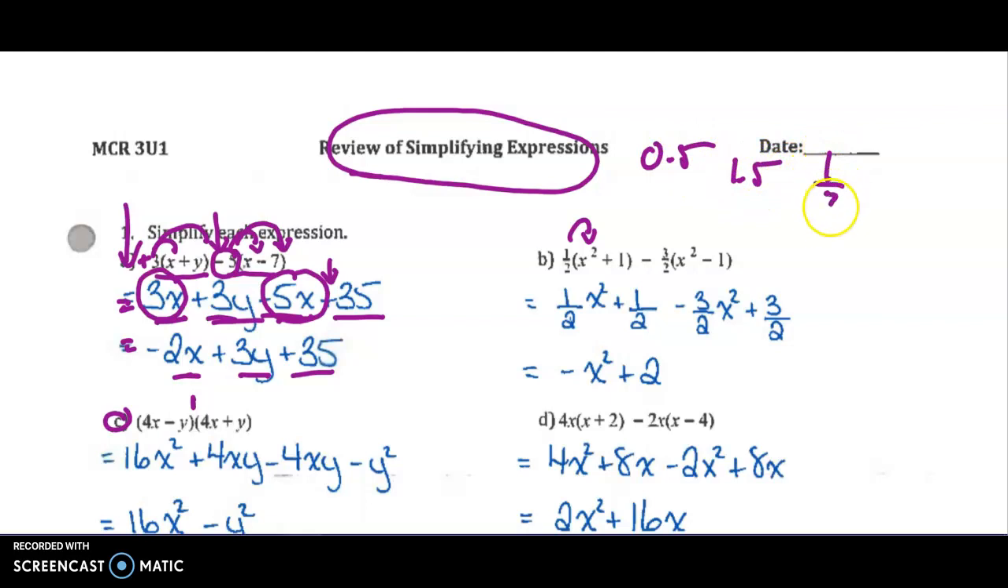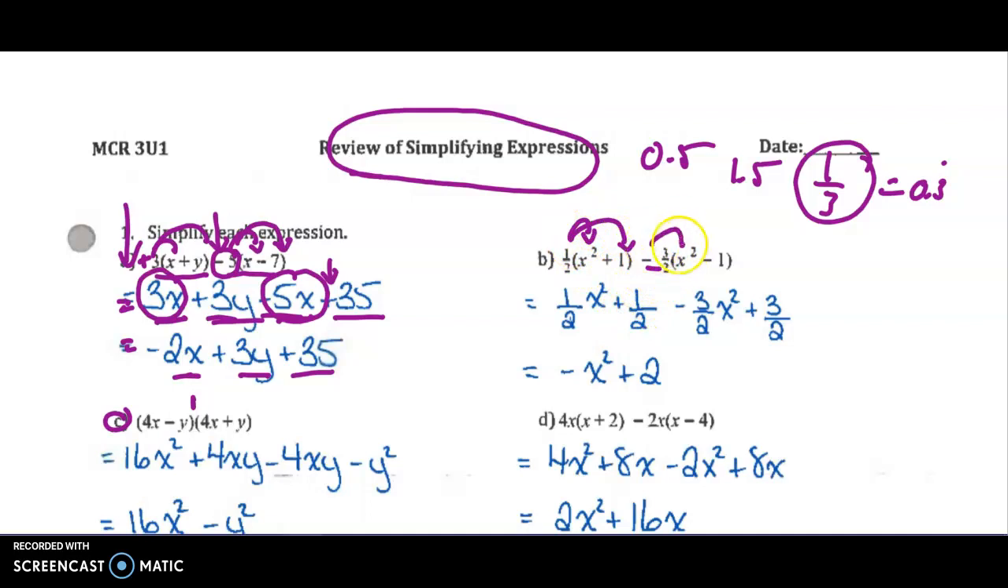You can't use a decimal if you have a fraction that doesn't terminate. So 1/3 is 0.3 repeating. So you can't use that as a decimal. But I'm going to use the fraction here. Don't be afraid of fractions. 1/2 times x squared is 1/2 x squared. 1/2 times 1 is 1/2.